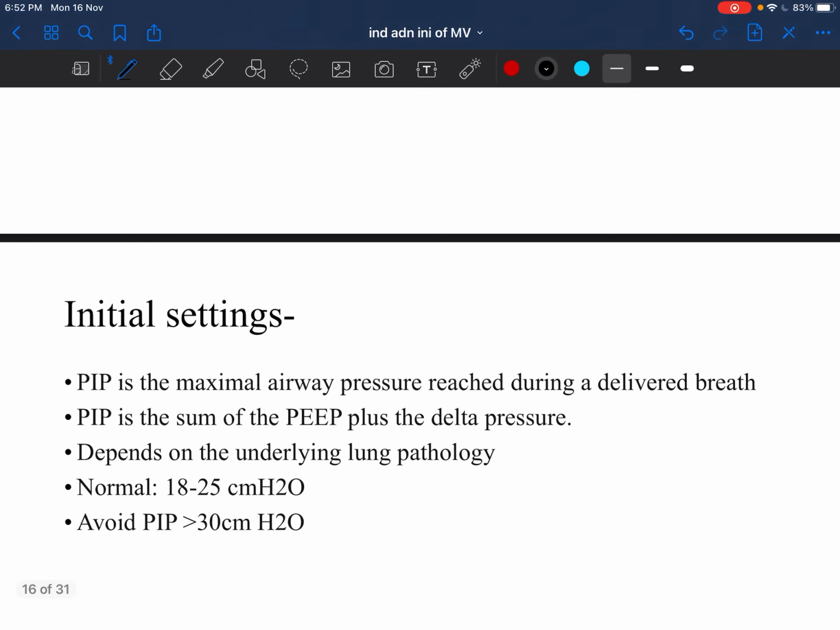So, this is PIP, peak inspiratory pressure. So, PIP is the maximal airway pressure that is reached during a delivered breath, isn't it so?